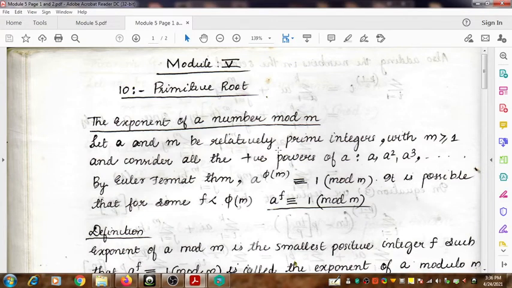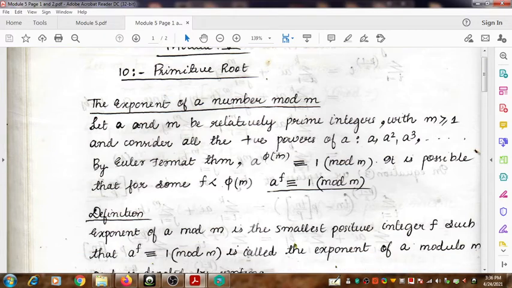Hello, welcome. In this video we are going to discuss a concept in number theory that is called the exponent of a given number mod m. The concept is the exponent of a given number modulo m. And after defining that concept, we will discuss some of its properties.